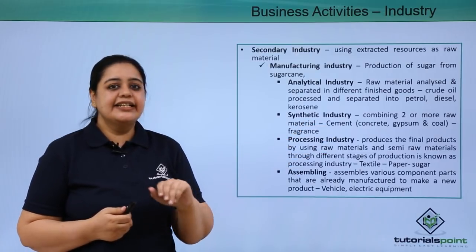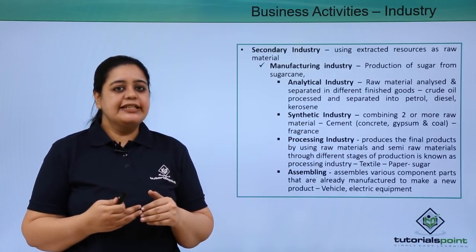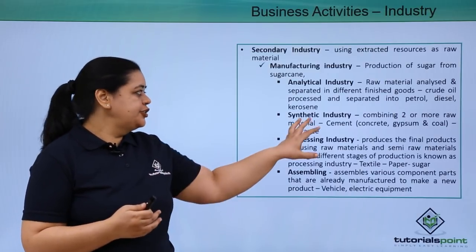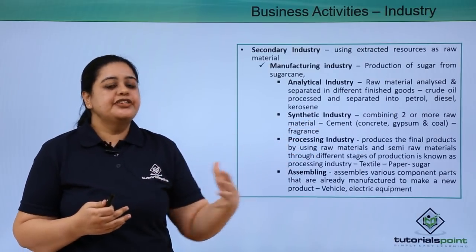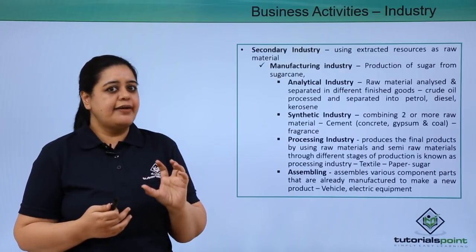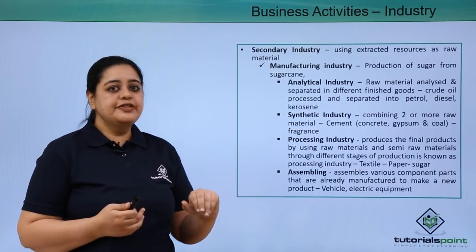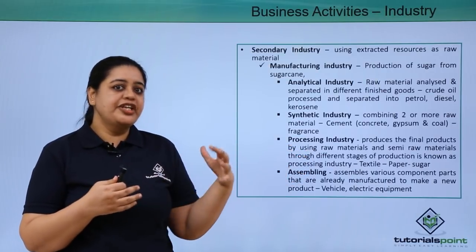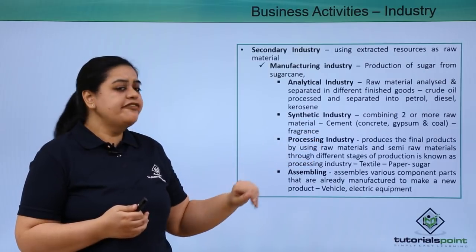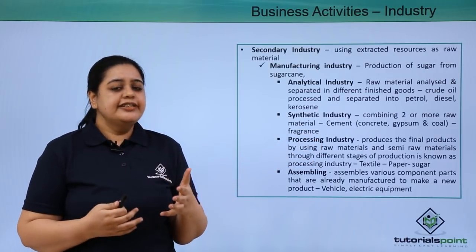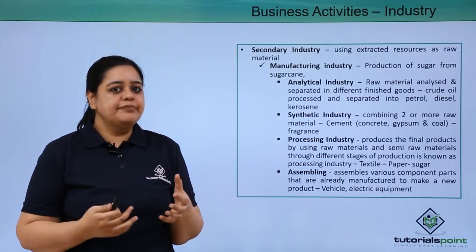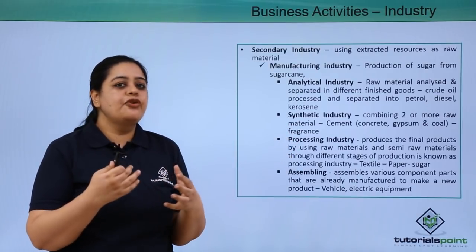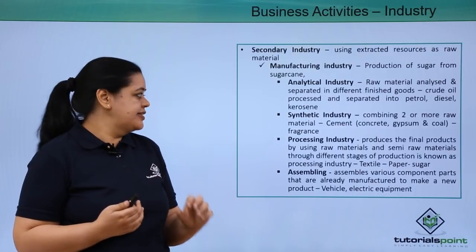Then comes your synthetic industry. What do I mean by synthetic industry? It is an industry wherein I combine two or more raw materials to produce the finished goods. Here the best example would be cement. How do I produce cement? I have to mix concrete, gypsum and coal to get cement. Similarly, the fragrance industry is also an example. If I have to produce a particular kind of fragrance, then I would be using two or more raw materials to get that particular fragrance.